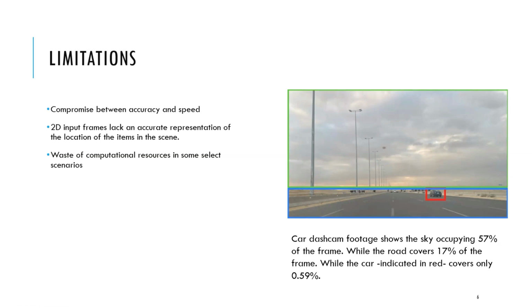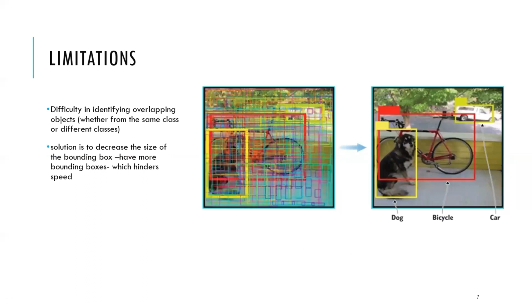Another limitation is some difficulty in identifying, based on the deep learning algorithm, overlapping objects, and this of course happens whether objects are of the same class or of different classes. So we're talking about a dog occluding a dog, or in this case, a dog occluding a bicycle. To mitigate that, the workaround is to increase the number of bounding boxes and decrease their sizes in order to find these objects.